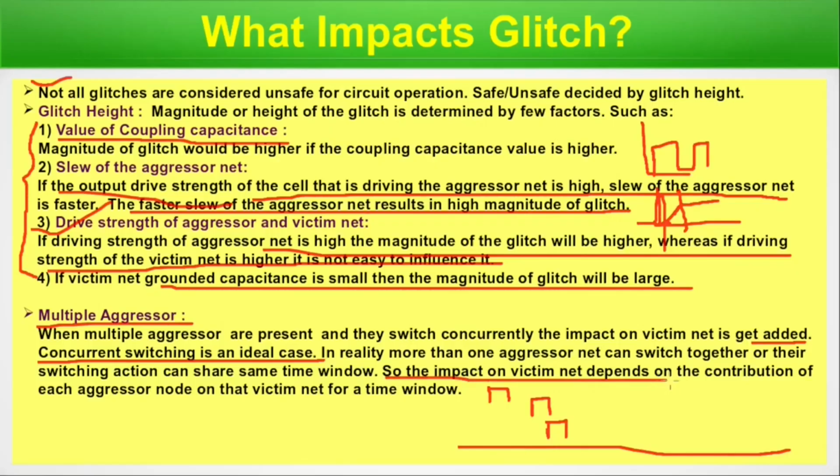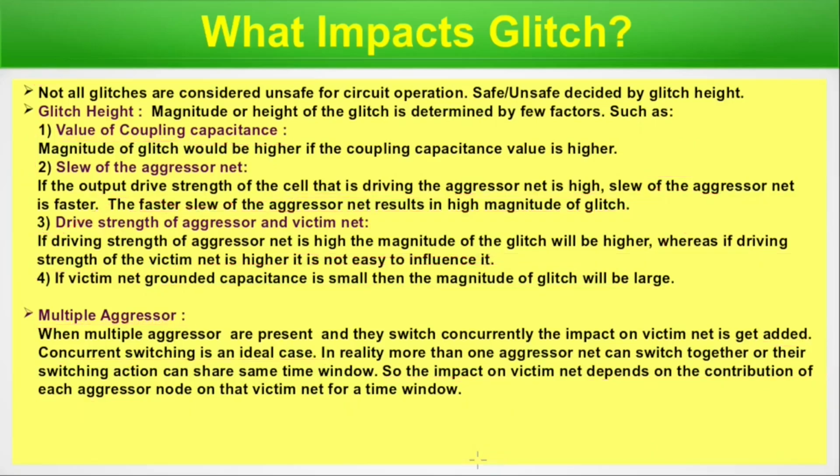The impact on the victim net depends on the contribution of each aggressor node on that victim net for a time window. We will do the analysis depending on the time window: for which time window, how many nets are active or switching on that victim net. Depending on that, the contributions get added. In this case, we do the analysis based on time window. So we are done with this slide. Let's move to the next slide.